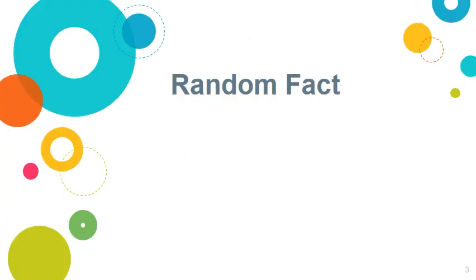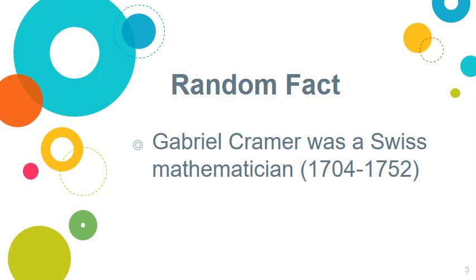All right, so where does the name Cramer's Rule come from? Gabriel Cramer was a Swiss mathematician in the 1700s, and what he discovered is that he could use matrices to solve systems of equations.